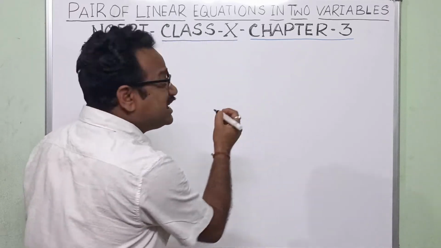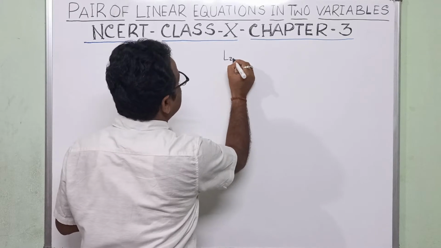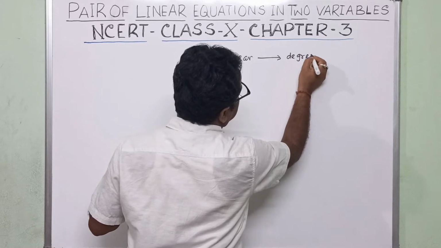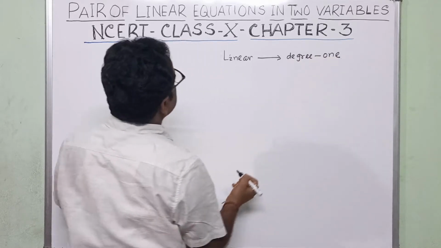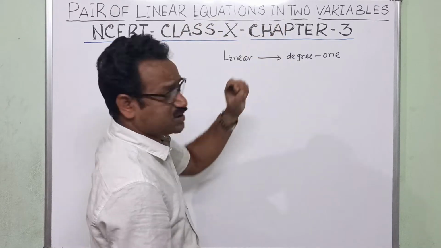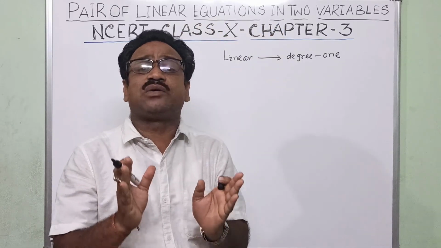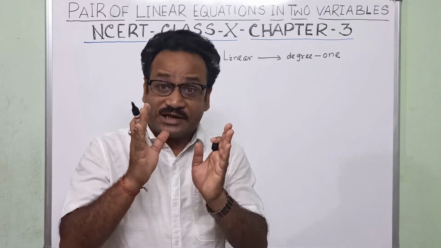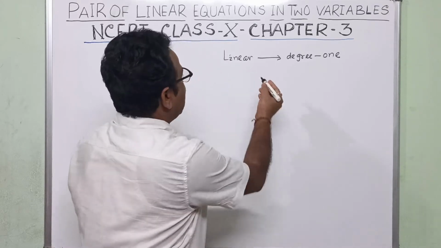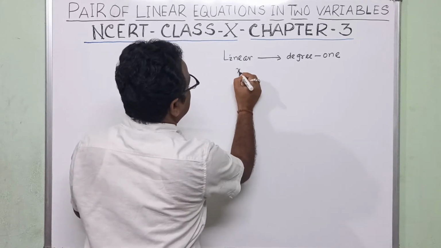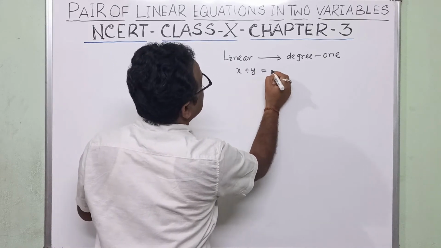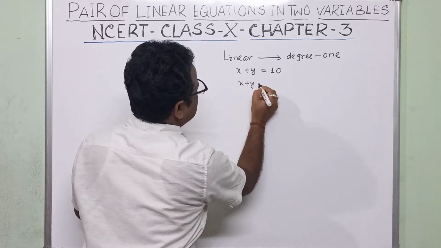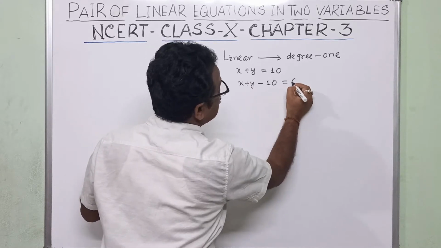So let us see, what is the meaning of linear? Linear means degree 1. So linear equations, we know when two expressions are equalized, that is a what? Equation. So now I will take one example. Let x plus y is equal to 10, or I can also write x plus y minus 10 is equal to 0.